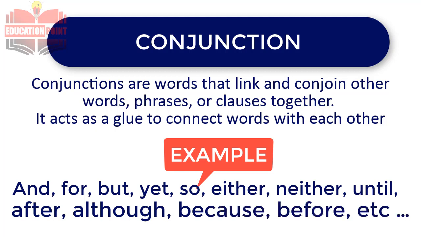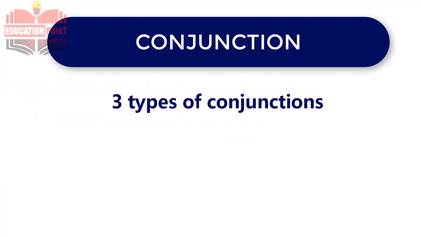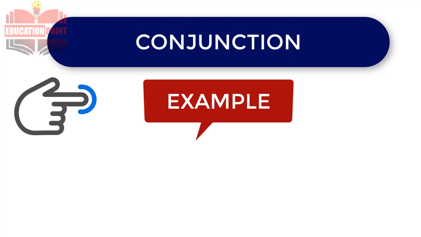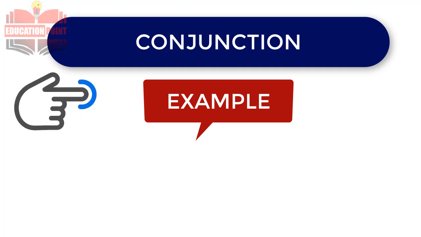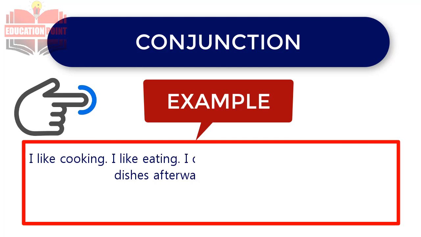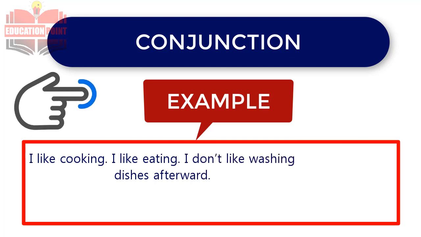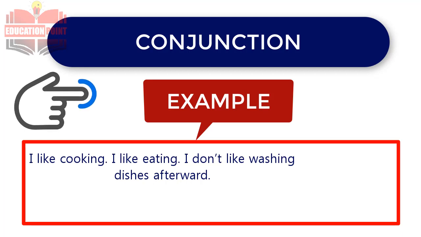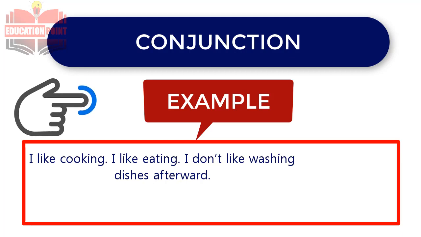There are a number of conjunctions, and all of these conjunctions are further divided into 3 different types, which we will shortly discuss. But before that, let's have an example of a sentence with conjunction and without conjunction. In the first sentence, we don't have any conjunctions. Let's have a look. I like cooking. I like eating. I don't like washing dishes afterwards.